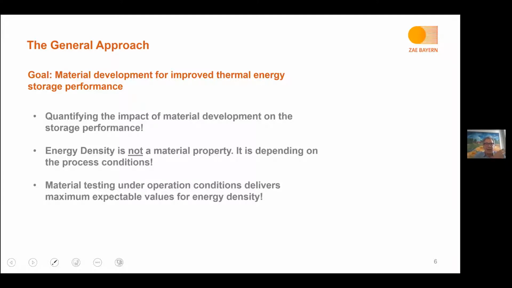That is not that simple, because the energy density, the value which is most interesting for us, how much energy can we store per volume or per mass, is not a material property. It's very much depending on the process conditions. And that makes it a bit complex, and material testing under real operation conditions is the only way which delivers maximum values for this energy density. So we have to really look at a certain material under specific operation conditions.